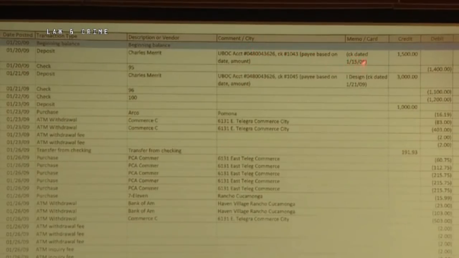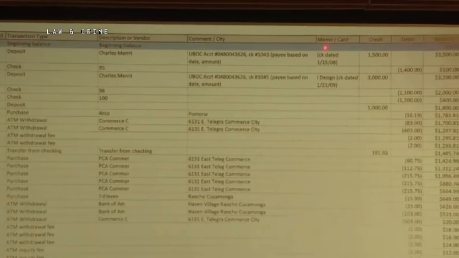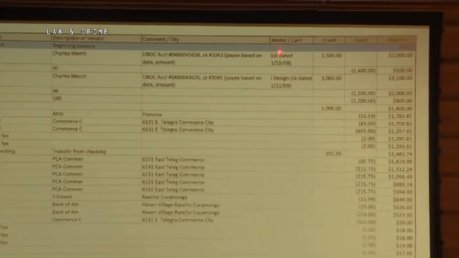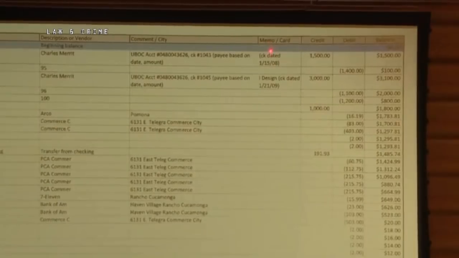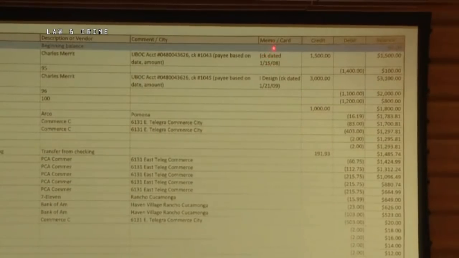And then again, this is having to do with more information that's listed on a check or on a debit card statement transaction. And then credit is money going into the account, so that would be a deposit. And then debit is money coming out of the account, which could be debit card transactions, it could be withdrawals, it could be fees. So those would all be in the debit column. And then the balance is just keeping the running balance in the account.